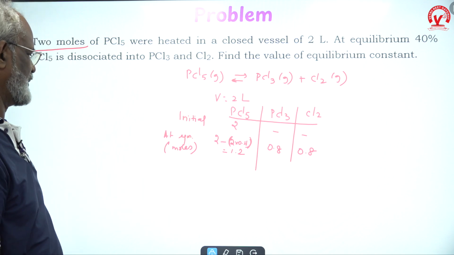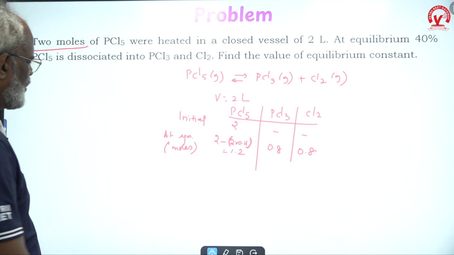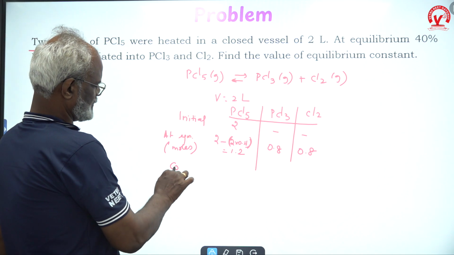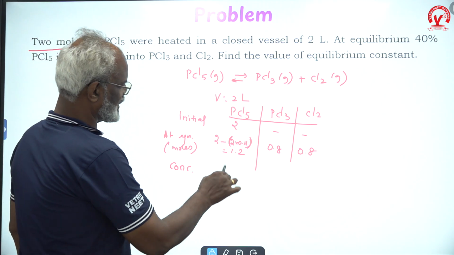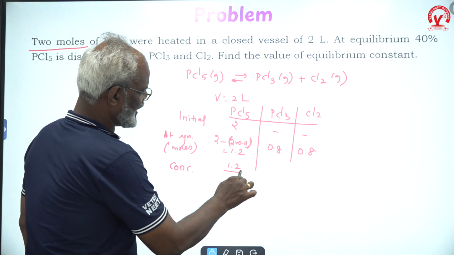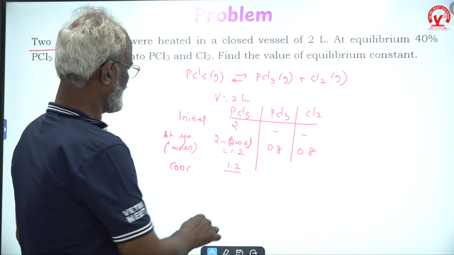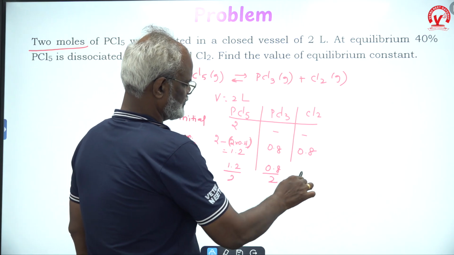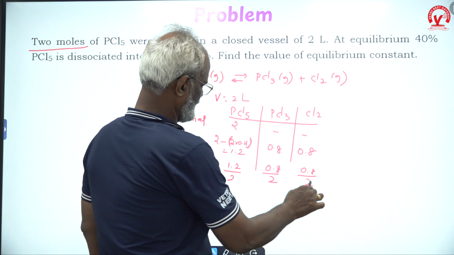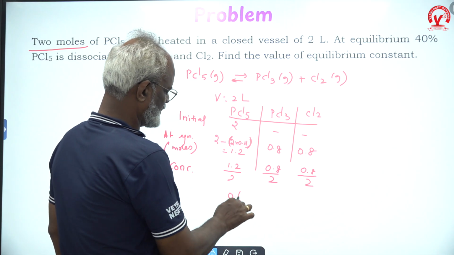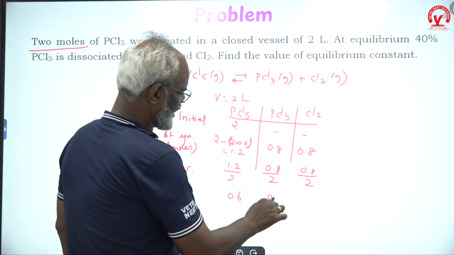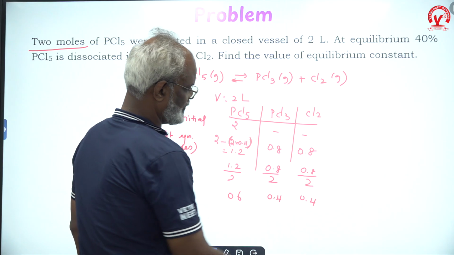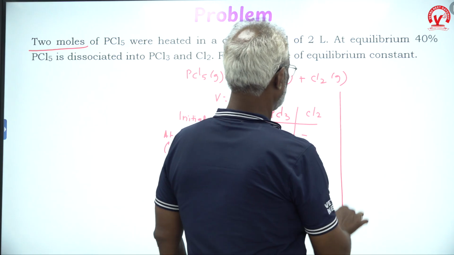40% dissociated. Now, concentration is number of moles divided by the volume, 2 liters. So 1.2 by 2 is 0.6, and 0.8 by 2 is 0.4, again 0.4. So now we can calculate the equilibrium constant.